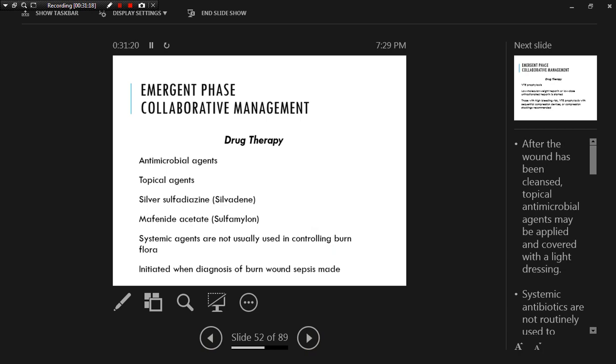So some other drug therapies to consider, like some of the topical agents that we're going to use with these patients who've got burns, Silvadene. Typically, systemic agents, antibiotics, are not usually used empirically to control the burn flora. They're only going to be initiated when there's truly a diagnosis of sepsis.